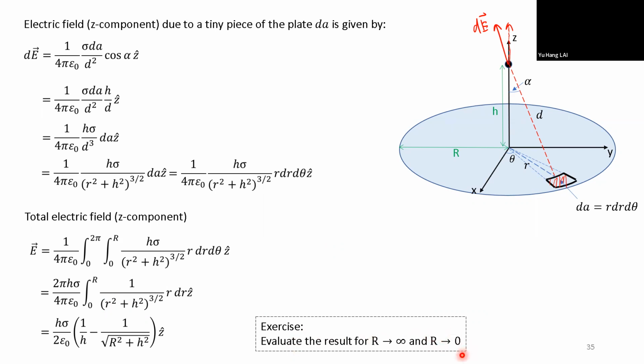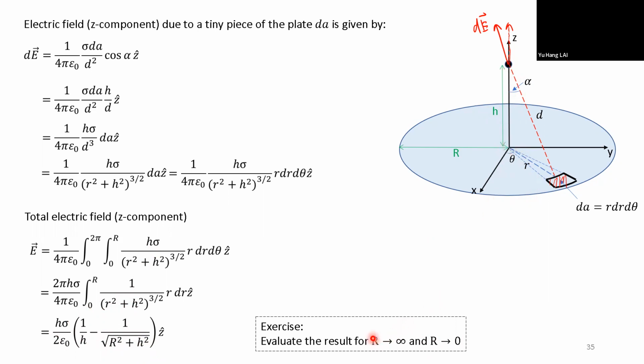First, the easier one is when R tends to 0. When R tends to 0, you understand that it just behaves like a point charge. So you expect that if you take this R tends to 0 limit, you get back the simple 1 over h squared. Here it looks more complicated, but when you take the limit, that's what you expect: 1 divided by h squared, the electric field due to one point charge.